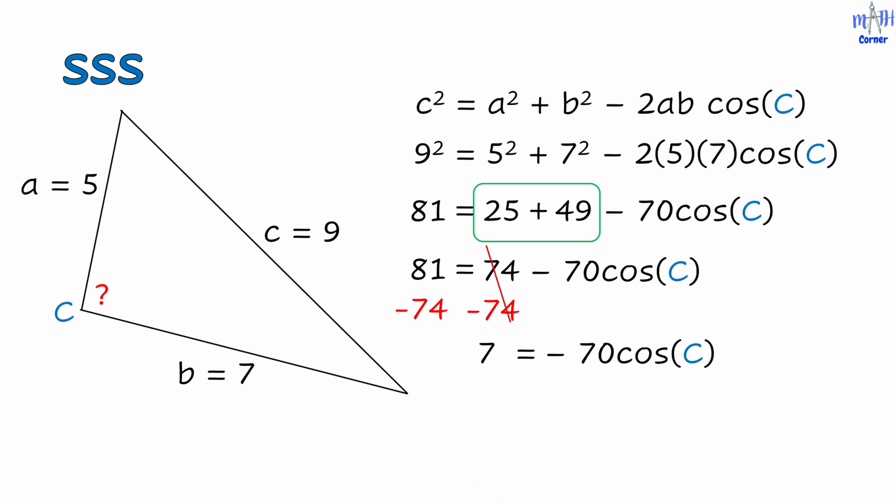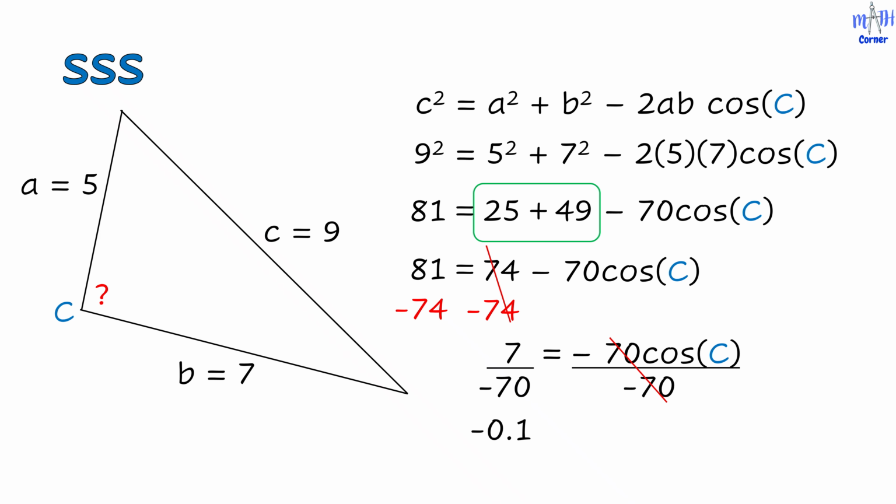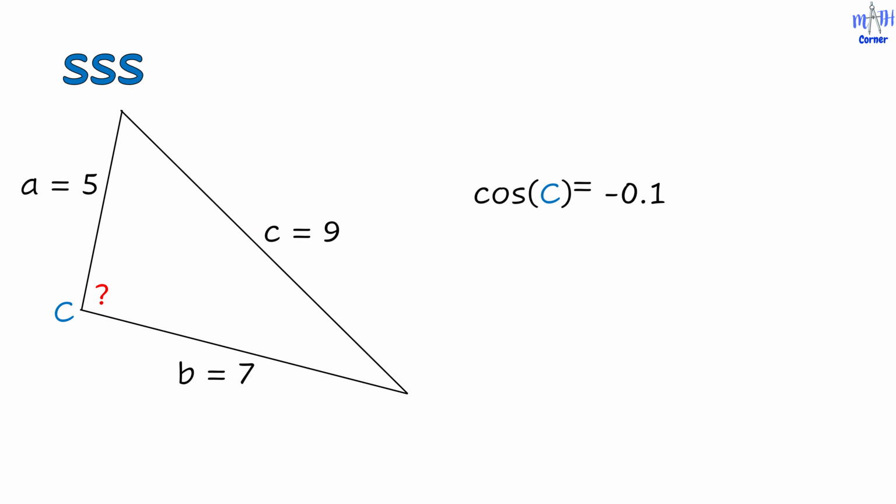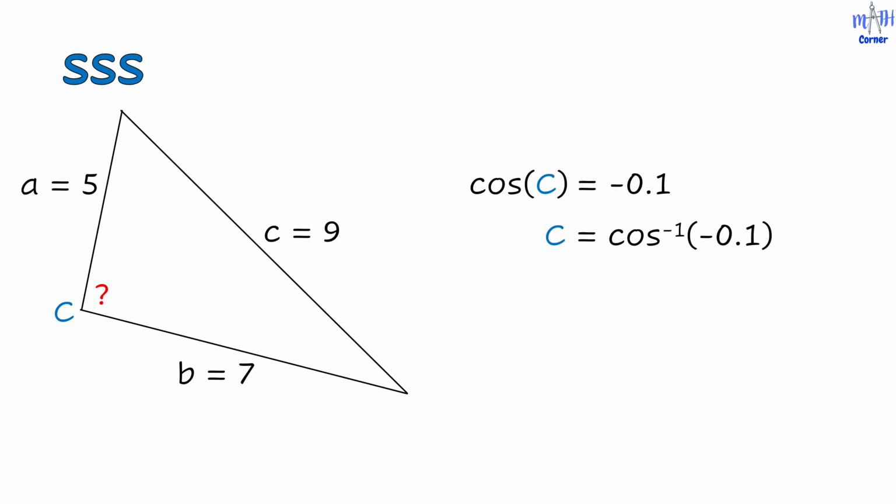Divide both sides by negative 70. 7 divided by negative 70 equals negative 0.1. So cosine of angle C equals negative 0.1. Now take the inverse cosine. C equals inverse cosine of negative 0.1. This gives us approximately 95.74 degrees.